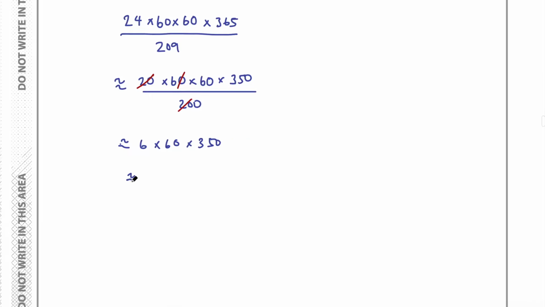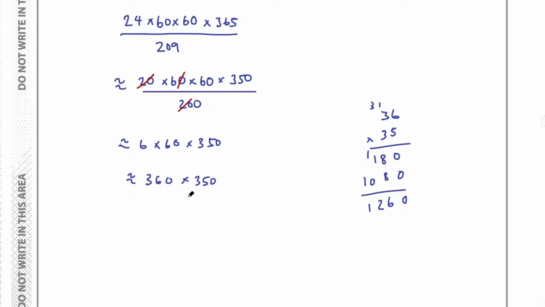So this is going to be about 360 times 350. And I'll do a quick long multiplication. Much easier than doing all of that. So 6 times 50, that's 30. 3 times 5, that's 15, plus 3, that's 18. 6 times 3 is 18. Carry the 1, 3 times 3 is 9, plus 1 is 10. Okay, so this is going to be 1,260. And then I need to add on the 2 zeros. So this is going to be 126,000, roughly.